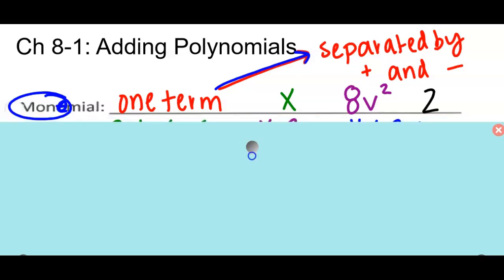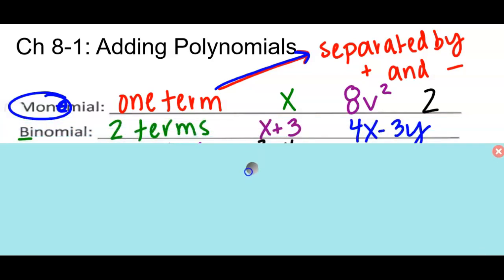So that's a monomial. A binomial, on the other hand, bi means 2, so there's 2 terms, like x plus 3. It's a monomial plus a monomial. Or 4x minus 3y. So binomials are separated by that plus or minus because there are pluses and minuses in them. Okay? What about a trinomial?